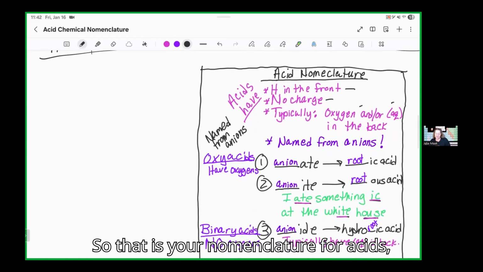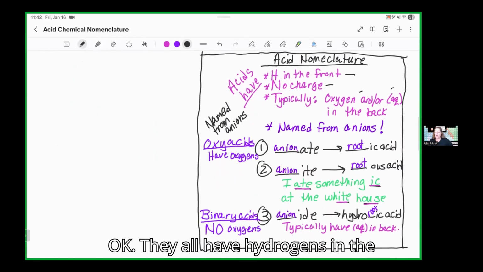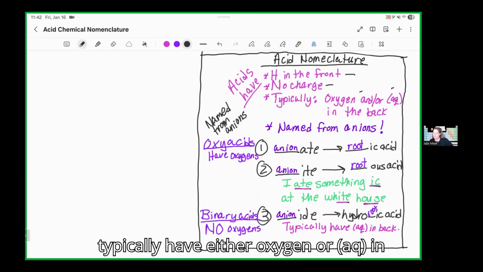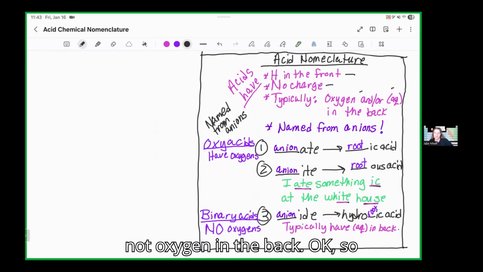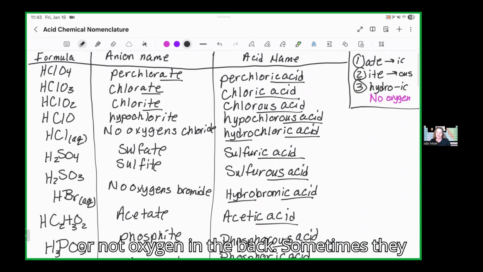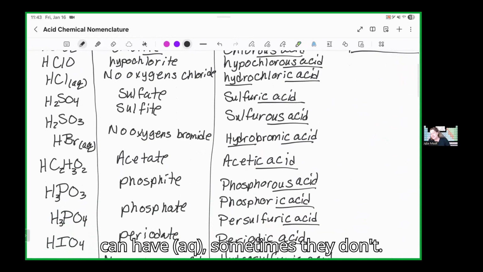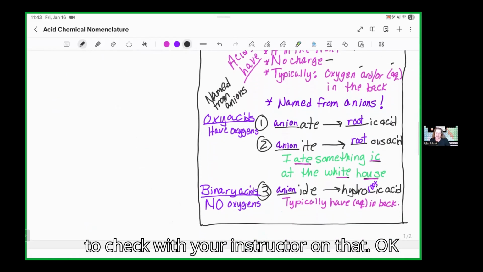So that is your nomenclature for acids. Okay, they all have hydrogens in the front. There's no charge on them. They will have oxygen or not oxygen in the back. Okay, so you'll notice all of these have oxygen or not oxygen in the back. Sometimes they can have AQ, sometimes they don't. Depends on your instructor. You'll have to check with your instructor on that.